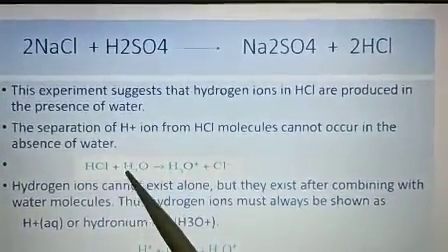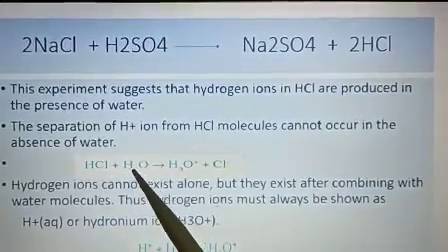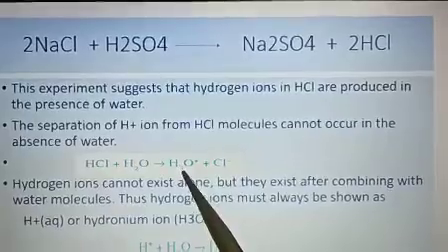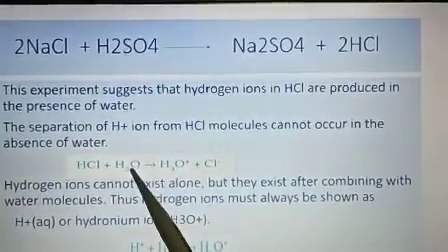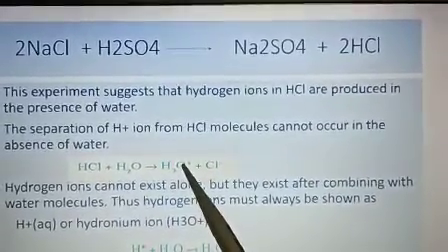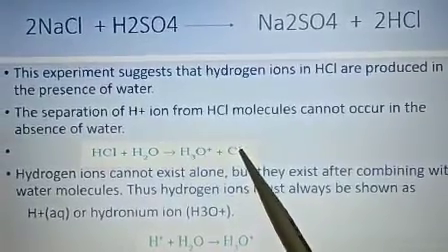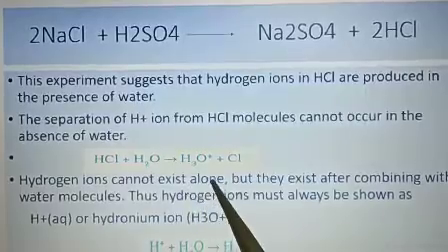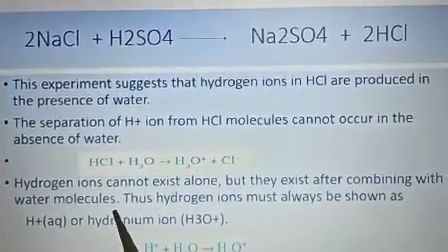So HCl plus H2O, what happens then? When HCl reacts with water, or it is dissolved in water, then it dissociates into hydrogen ions, H plus ions, or you can say when H plus ions react with H2O, it forms H3O plus ions, right? These are the hydronium ions, plus chloride ions. So hydrogen ions cannot exist alone, but they exist after combining with water molecule, right?